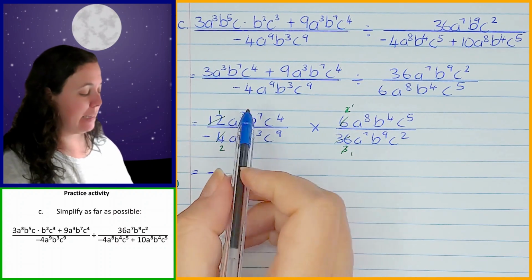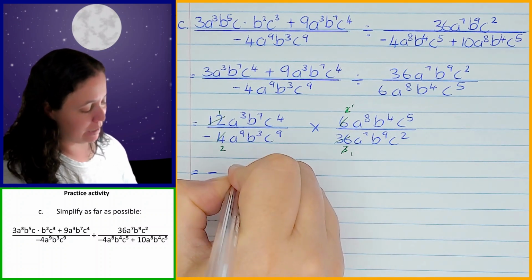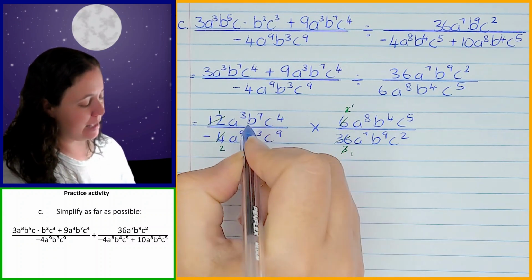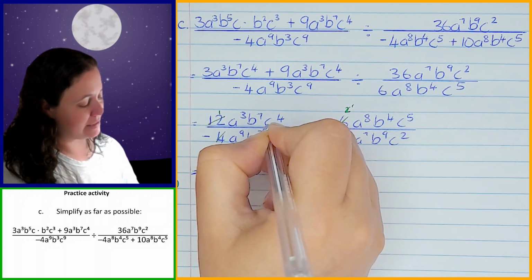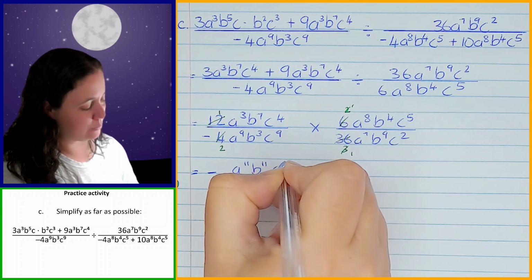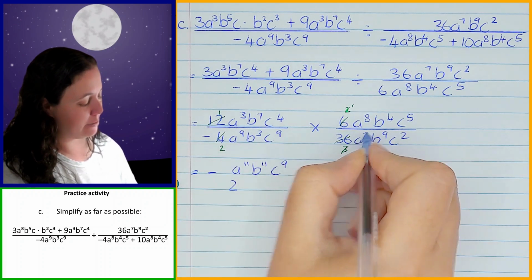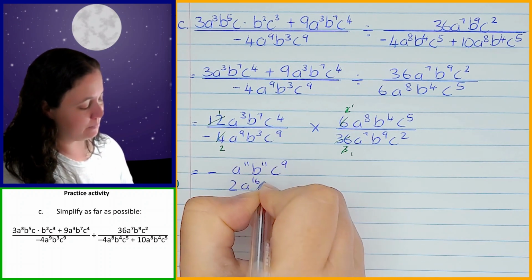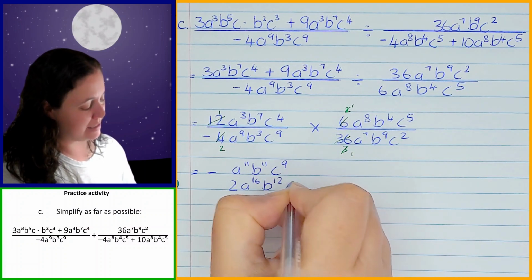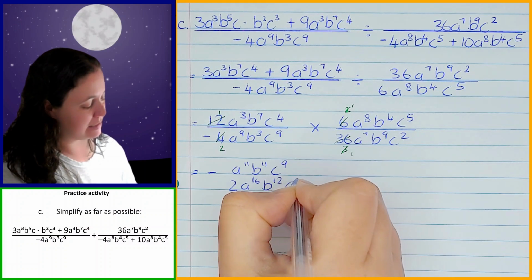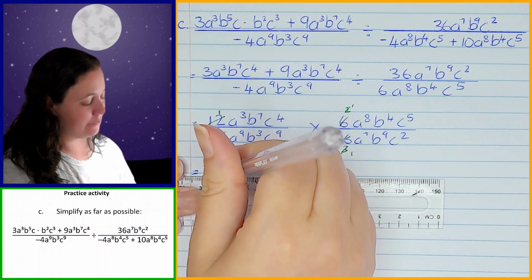And now let's go and multiply our variables together. So I've got a cubed times a to the power of 8 is a to the power of 11 in my numerator. And then b to the power of 7 times b to the power of 4 is b to the power of 11. And then c to the power of 4 times c to the power of 5 is c to the power of 9. In the denominator, I've got a to the power of 9 times a to the power of 7. That's a to the power of 16. Then b to the power of 3 times b to the power of 9 is b to the power of 12. And then c to the power of 9 times c to the power of 2 is c to the power of 11. Okay, now that I've done that, I can go and simplify my variables.